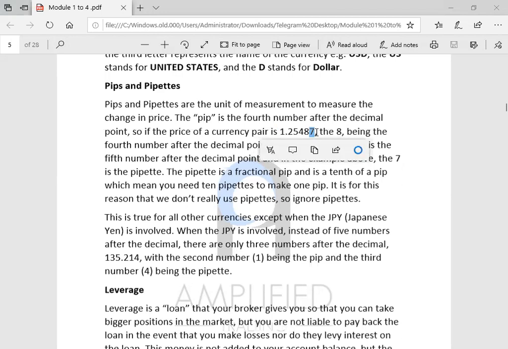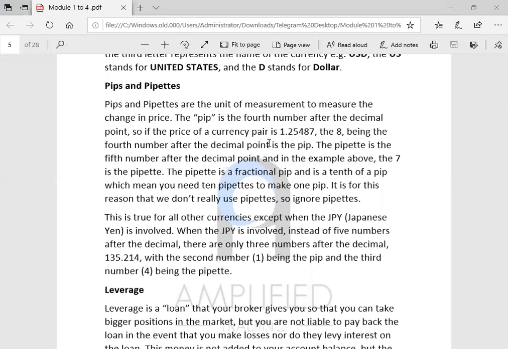And the number 7 is actually a pipette. Now we ignore the pipette, not counting it, because the pip is like a second, and the pipette is like a millisecond. As I mentioned, prices are usually quoted in 4 decimal places.